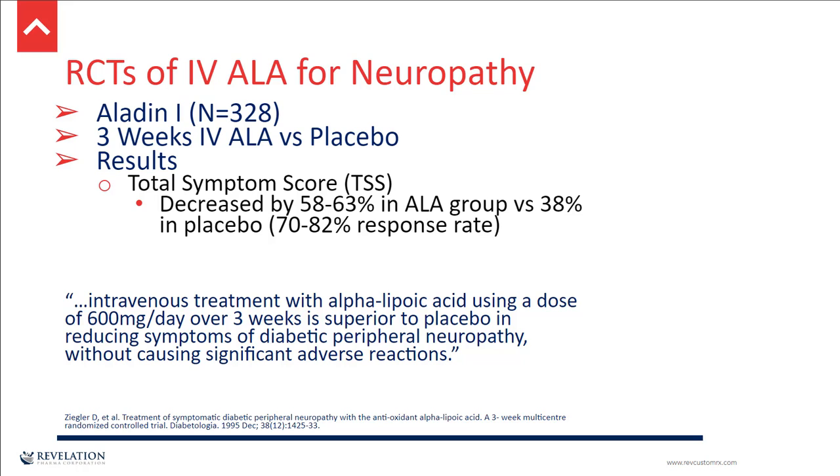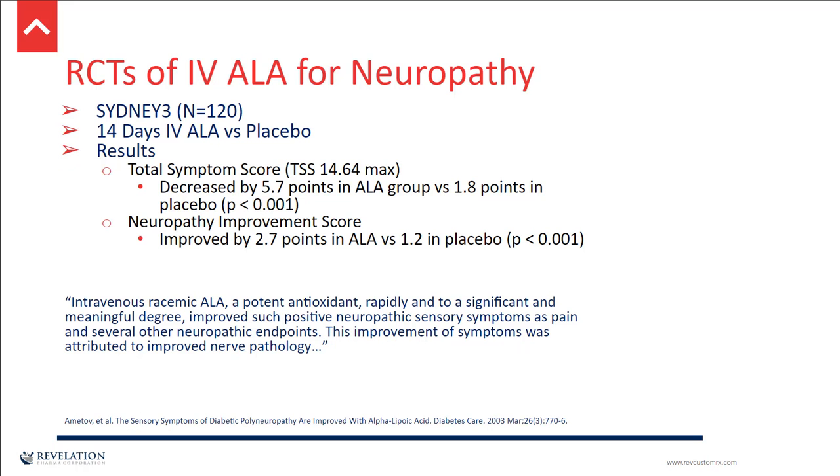And then you can see this quote from the people running the study: intravenous treatment with alpha lipoic acid using a dose of 600 milligrams per day over 3 weeks is superior to placebo in reducing symptoms of diabetic peripheral neuropathy without causing significant adverse reactions. So it also appeared to be very safe for use.